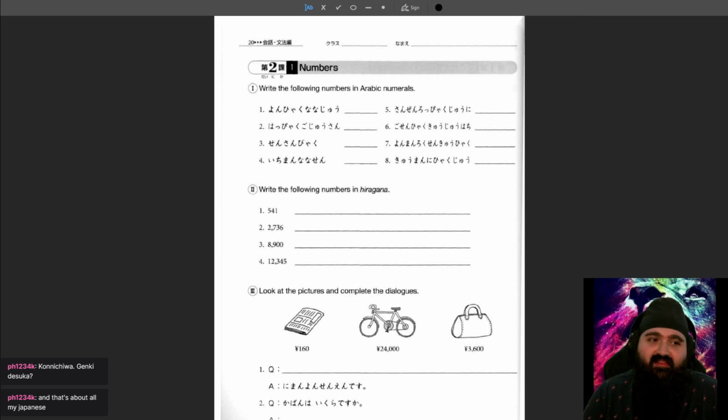Konnichiwa, genki desu ka? Genki desu yo. Sochira wa genki desu ka? And that's about all my Japanese. Perfect. Good. We're learning together.